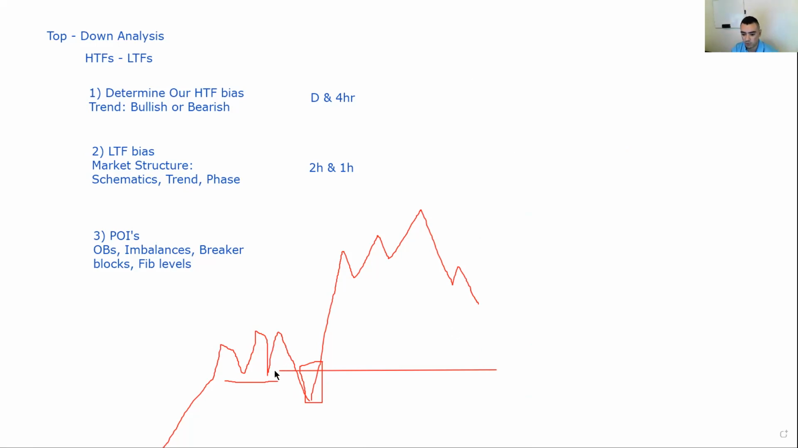We're in the retracement. We see our point of interest as our order block, our imbalance is up here. Again, that's a deep fib level. So everything's looking good. We determined our higher time frame bias, lower time frame bias, and now we're looking at points of interest. So does that make sense for 1 through 3? Go ahead and drop some 2s in the chat if that makes sense.